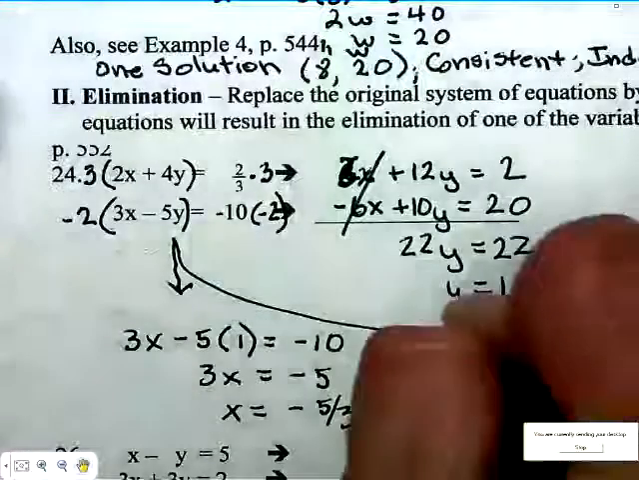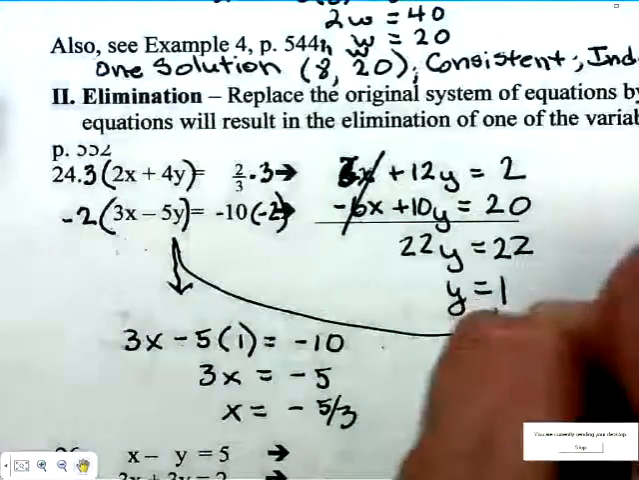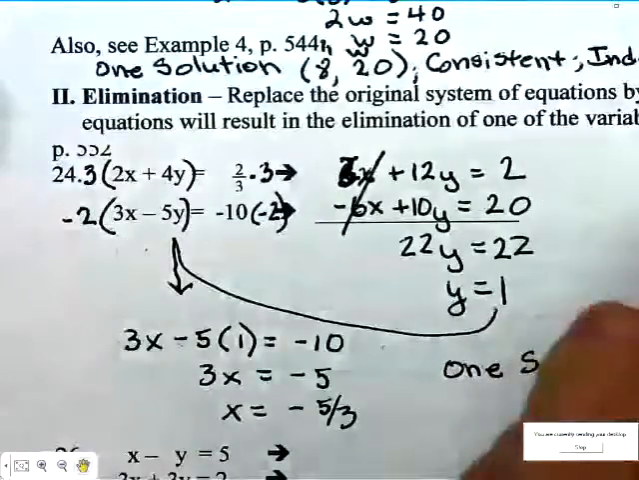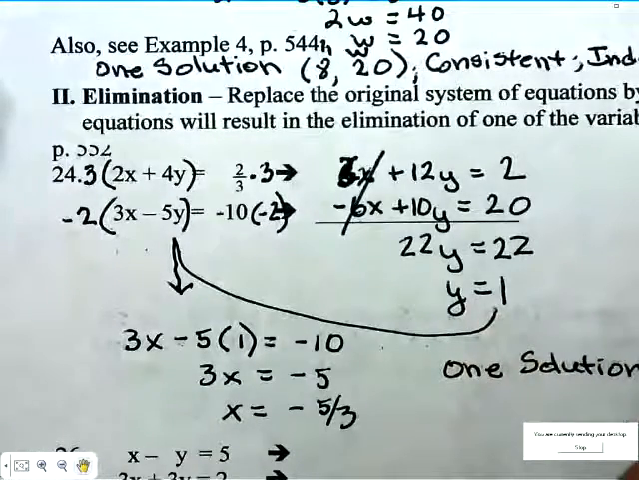So this system has one solution, and it's the ordered pair negative 5/3, 1.